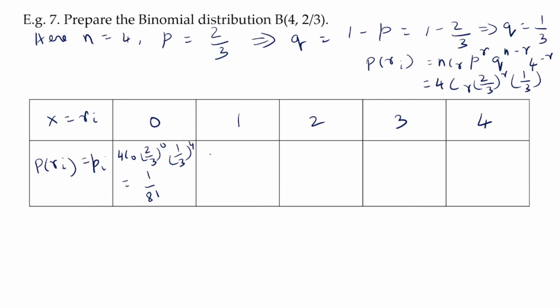Then for xi equal to 1, it is 4C1, (2/3) the whole raised to 1, (1/3) the whole raised to 4 minus 1, which is 3. When we simplify we get 8/81. Then when xi is equal to 2, it is 4C2, (2/3) the whole raised to 2, (1/3) the whole squared. When we simplify we get 24/81.